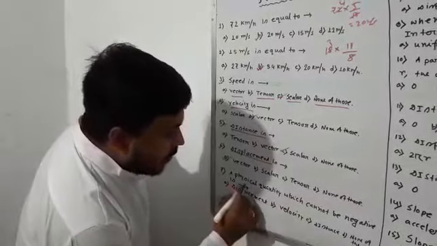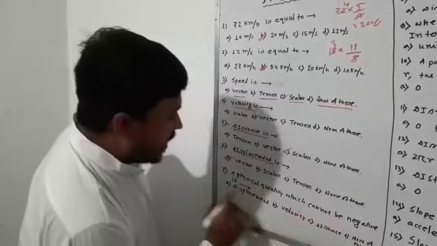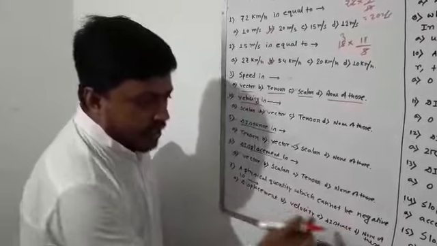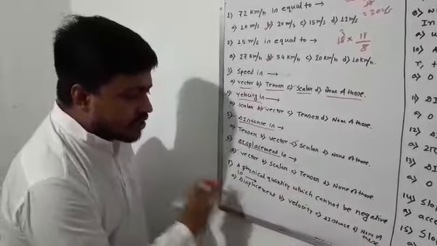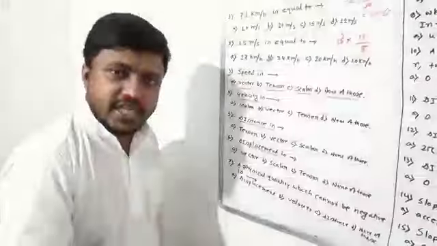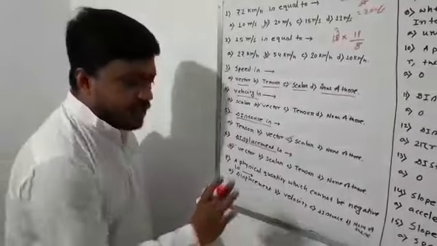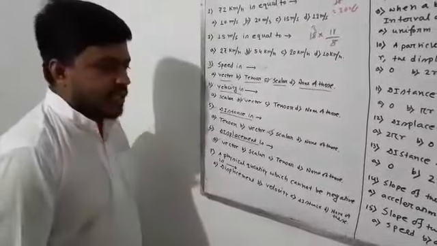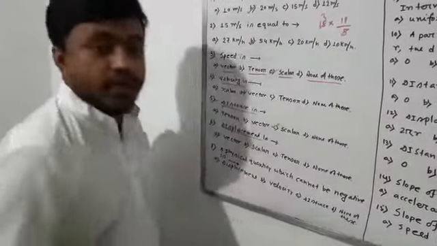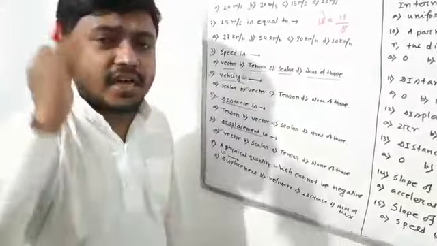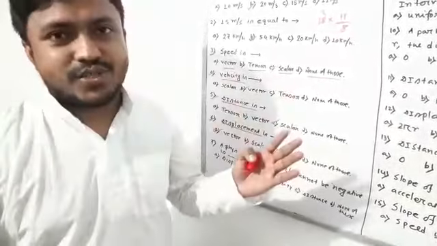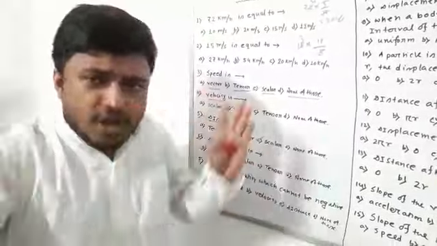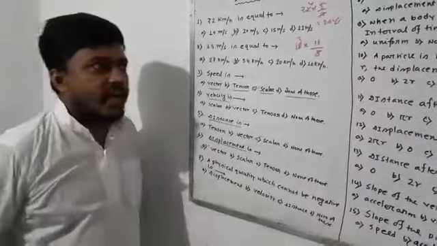Now students, a physical quantity which cannot be negative is: displacement, velocity, distance, or none of these. Displacement can be positive, zero, or negative, so it is not the correct answer. Velocity is also sometimes negative, so this is not correct either. So distance is the correct one. Why? Distance means the actual path covered by a moving body, so it cannot be negative. So option C is the correct option.